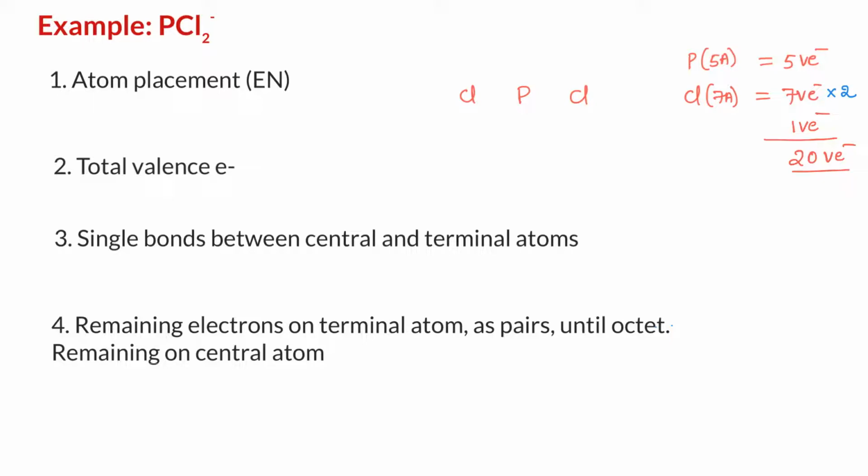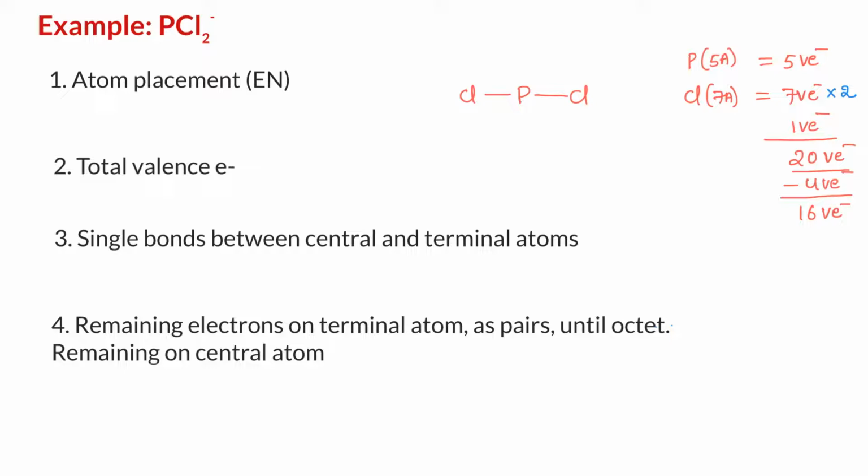I am going to use these valence electrons first to place single bonds between the central atom and the terminal atoms. So there are 2 chlorine atoms, and I am going to connect both the chlorines to the phosphorus. Each bond or line uses 2 electrons. So there are 2 bonds, and in total, I used up 4 valence electrons. So there are 16 leftover valence electrons.